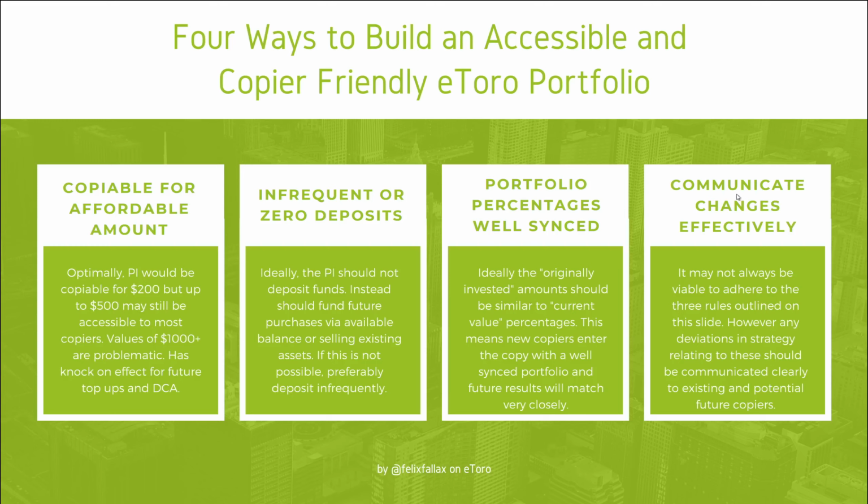So fourthly, communicating these changes effectively. It may not be possible to follow those three golden rules I've set out. However, if you don't follow them, any deviations in strategy should be communicated clearly to existing and potential future copiers. So those are my four golden rules.